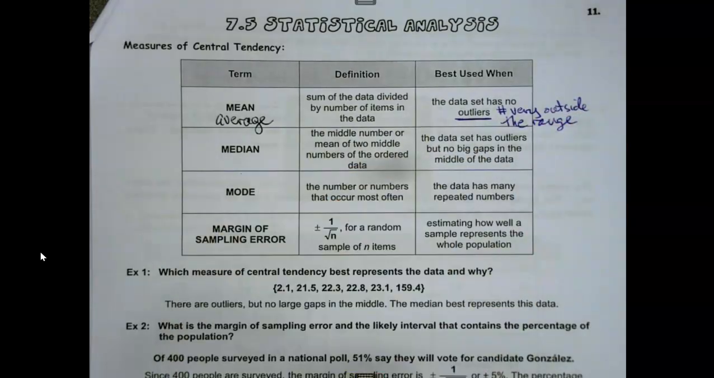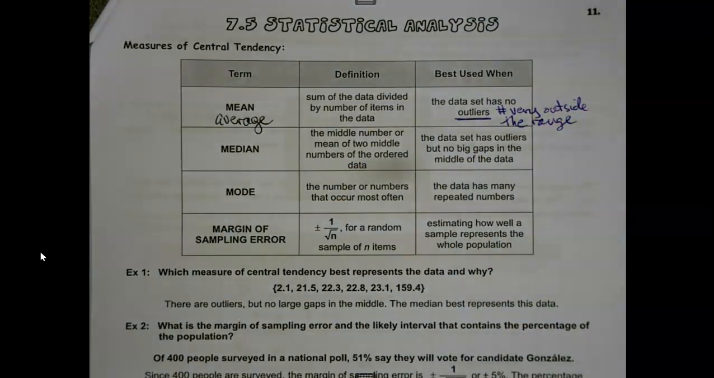So like if you were a teacher looking at test scores, and the test scores are like 95, 83, 96, 82, 2, that 2 is going to make the average look awful when it's really not. So that would not be a good time to use an average or a mean.